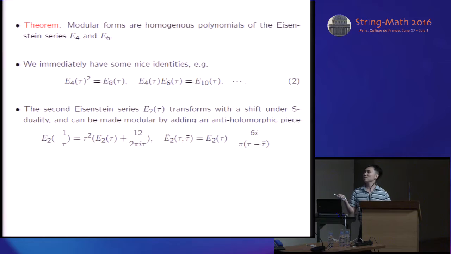The main theorem is that modular forms can always be written as a homogeneous polynomial of E4 and E6. For example, this gives some nice, well-known identity. I omit the case of the second Eisenstein series, but it's very interesting. It's not exactly modular under the S duality transformation, but transforms with a kind of shift. But you can make it modular by adding an anti-holomorphic piece. This is usually called E2 hat, and it is modular under the S transformation.